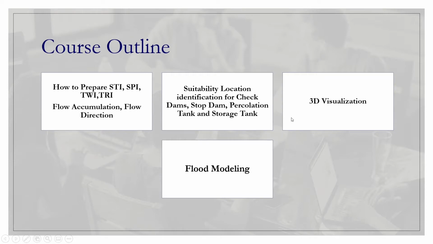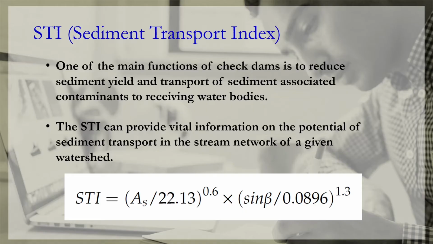If you are not aware of STI, SPI, TWI, TRI indexes, I will give this PowerPoint in the description. You can download it through the link given. So we will have a brief introduction about STI. This is the formula we use to calculate STI using rasters. Here A stands for flow accumulation and beta for slope. So basically this describes sediment transport from the stream network.